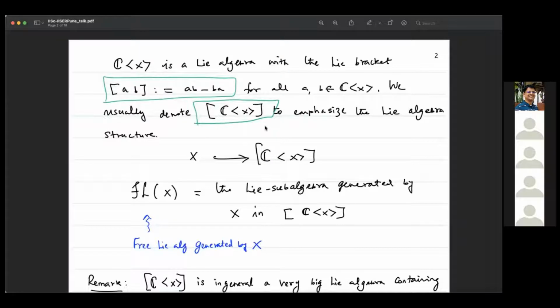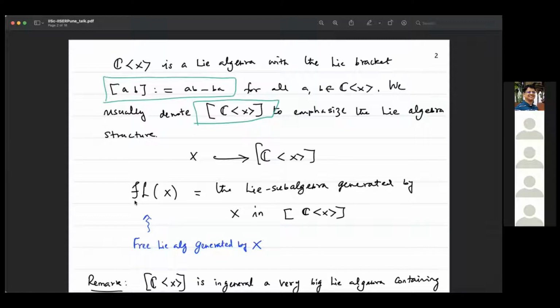Now we can take this associative algebra and define the Lie bracket as the commutator, [A,B] = AB minus BA. That will make this free associative algebra a Lie algebra. To emphasize the Lie structure, we denote it C bracket X. This Lie algebra will contain all possible monomials that you can get from X. But if you are interested in the free Lie algebra generated by X, then you don't need all monomials coming from C bracket X. You simply take the Lie subalgebra generated by X inside this Lie algebra, and that will be your free Lie algebra FL(X) generated by X.